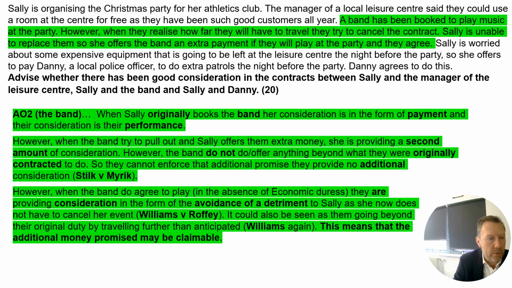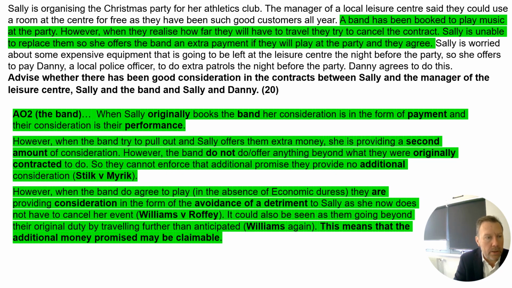And that's that Williams versus Roffey case. You see that a lot. It's a principle that seems to find its way into a lot of problem questions. And a further point could be that they might be going beyond their original duty by agreeing, after all, because they're actually travelling further than perhaps they originally anticipated or agreed. Williams again.